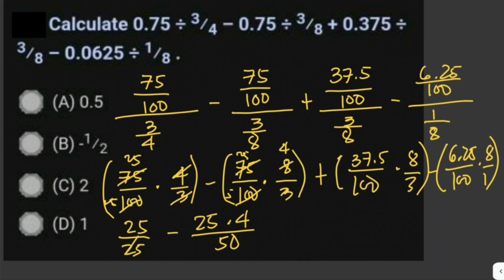Okay, 25 over 25 is just equal to 1. Okay, and 25 and 50. 50 is divisible by 25, so this is just 2. And 4 over 2 is just equal to 2. So this is 1 minus 2. And then this one is 50, and this is 4. And we can further reduce. This is 25, this is 2.